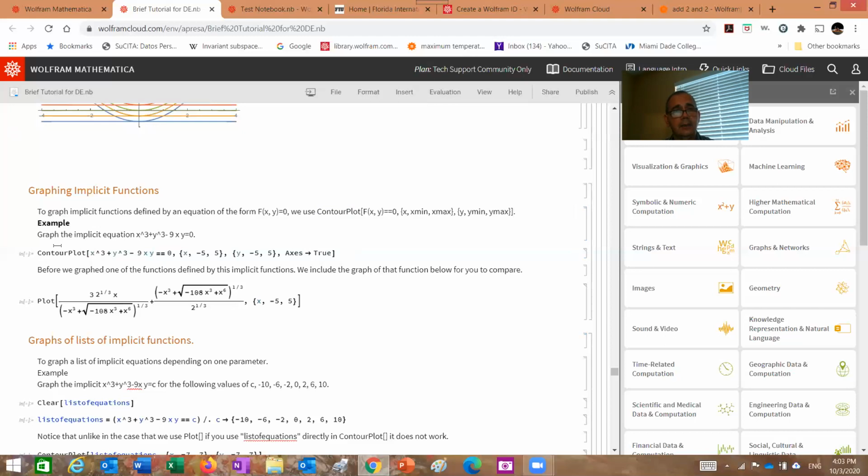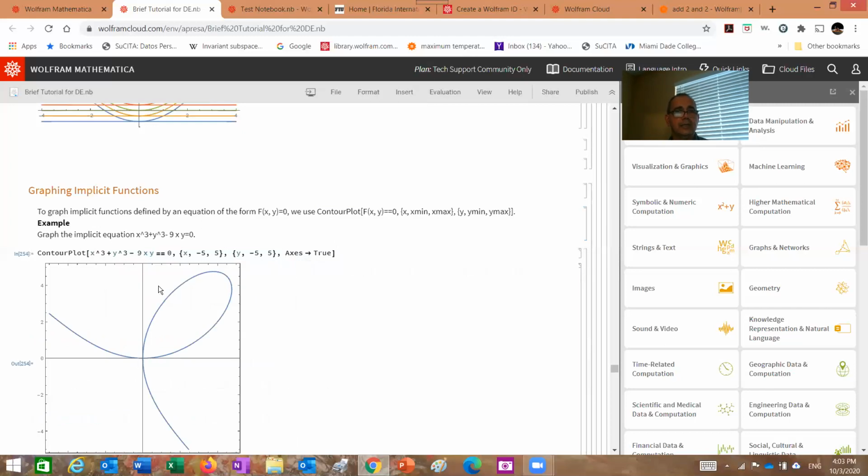And then notice that we entered the equation x to the third plus y to the third minus 9xy, double equal sign, 0. And then the interval for the values of x, the interval for the values of y. And then we are going to use this option, Axes True, to specify that we want the graph to show the axes, the x-axis and the y-axis. So here you press enter, and you see this is the folium of Descartes, which is the graph of that equation.